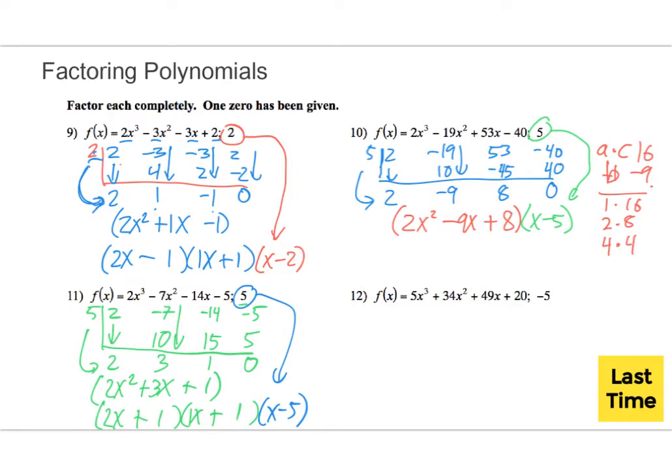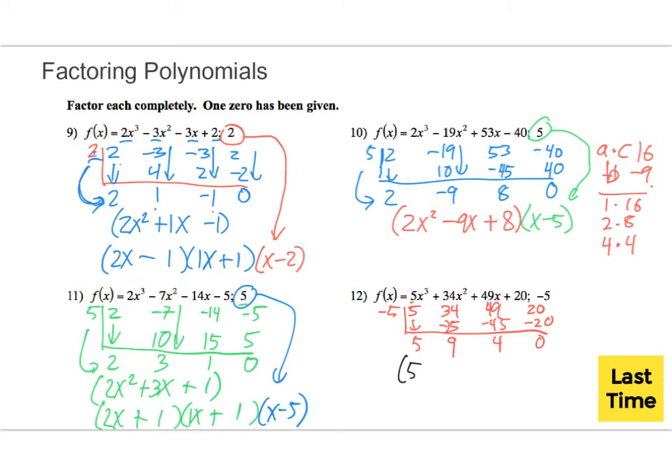For number 12, we're doing the same thing again. We're going to make our synthetic division, put the -5 out front, and then bring our coefficients down. So 5, 34, 49, and 20. I'm going to bring that 5 down. We're going to multiply to get -25. I'm going to add. That's going to give us positive 50-something. But I just subtracted instead of added. I'm going crazy. That's going to give us positive 9. There we go. I'm going to multiply. That gets us -45. That gets us to positive 4. -20 gets us to 0.